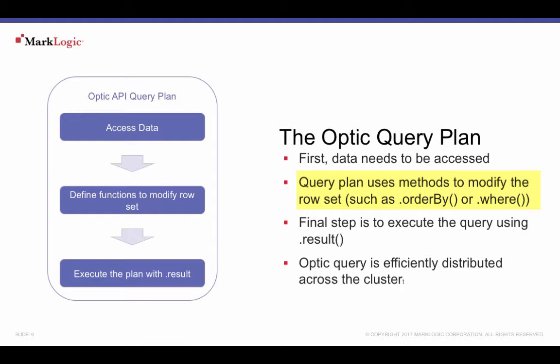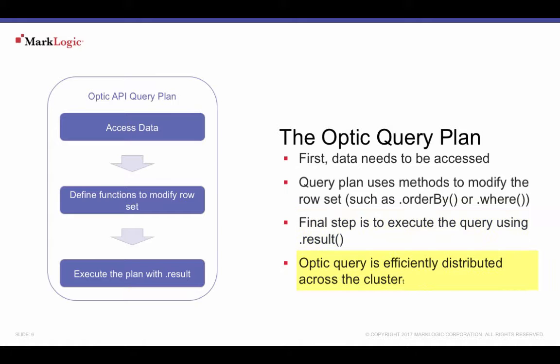Row set composition. A plan can combine multiple row sets with joins, unions, intersects, or except to yield a single row set. Row set processing. A plan can specify operations to perform on the final row set, including mapping or reducing. Operations on the row set are deferred until the .result method is called. At that time, the actual query is executed.